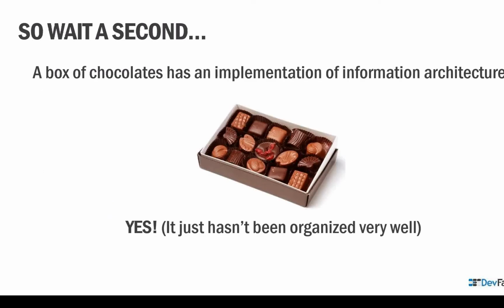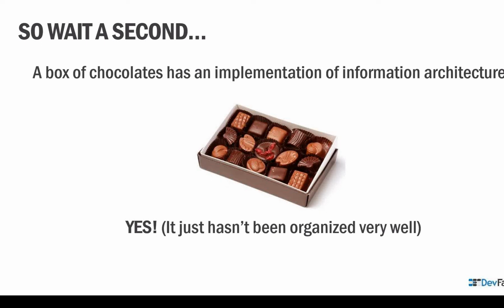So if we look at a box of chocolates, it actually has an information architecture. Okay? Really, everything in our world has some type of information architecture, some of it good, some of it bad. Because remember, information architecture is about you, the user, the context of something that you're using, and the content that you're accessing. So we can apply that to pretty much anything in the world. And in this case, we're going to apply it to a box of chocolates. So a box of chocolates does have information architecture. It's just really poorly done.